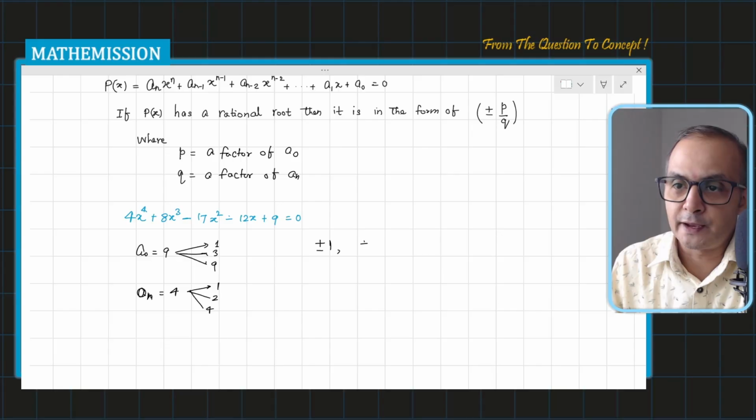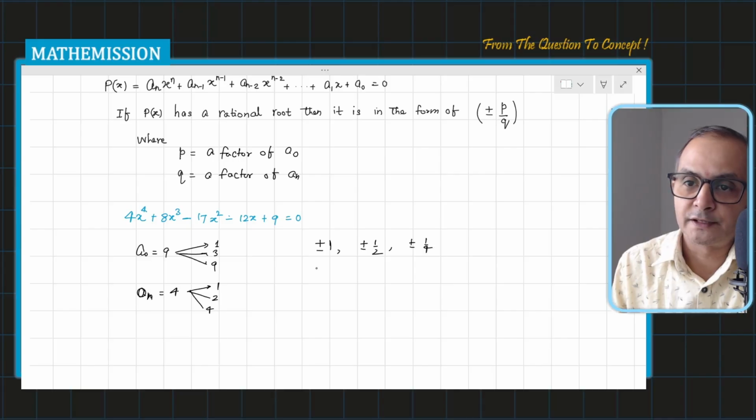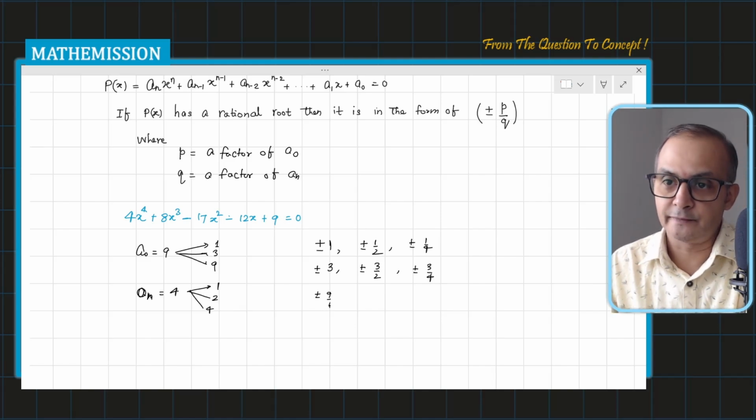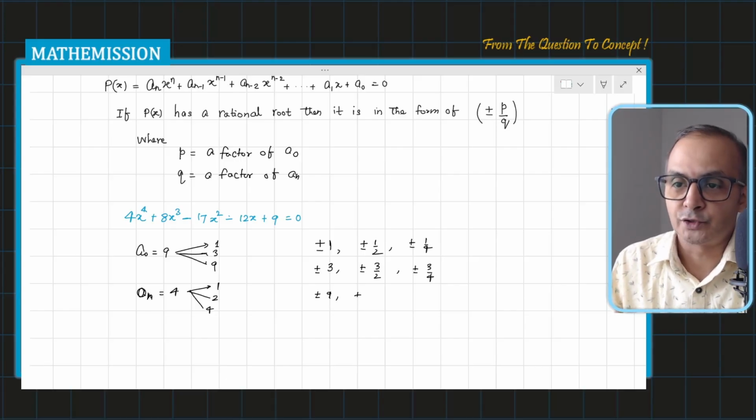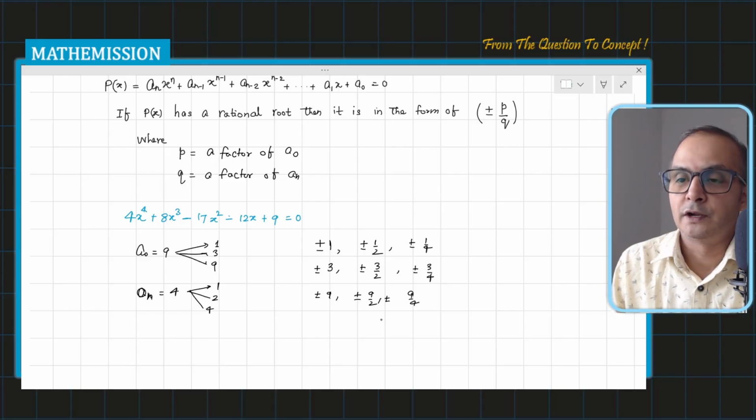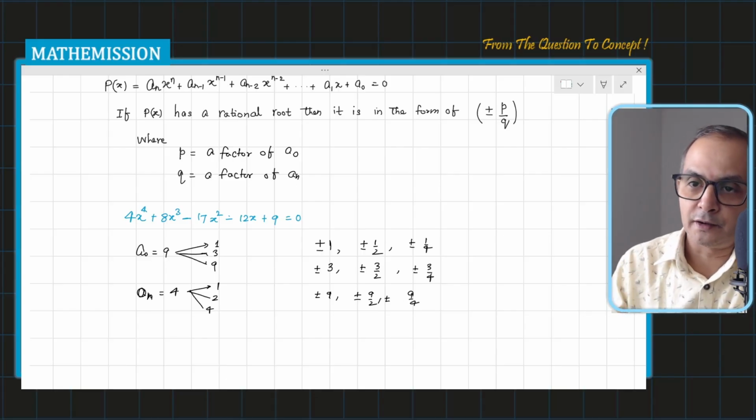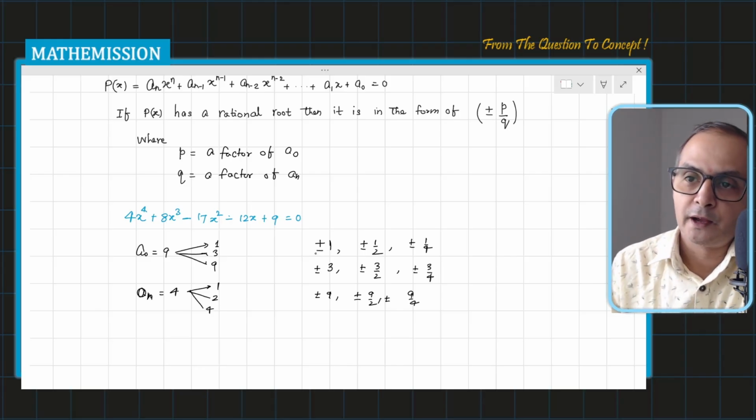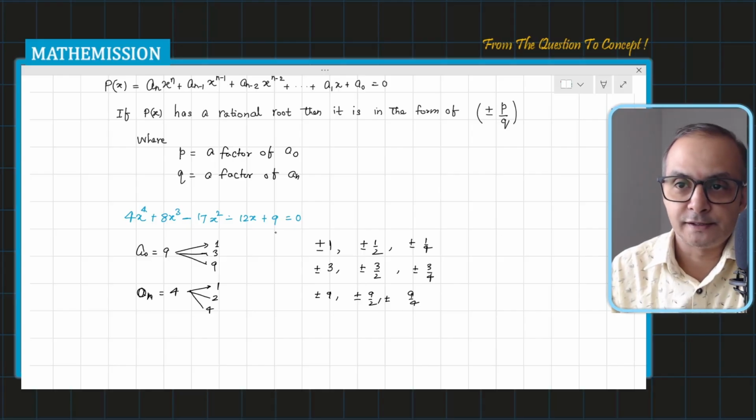The second guess we can make is plus or minus 1 by 2, then plus or minus 1 by 4. Similarly, plus or minus 3, plus or minus 3 by 2, and plus or minus 3 by 4. And finally, plus or minus 9, then plus or minus 9 by 2, and finally plus or minus 9 by 4. So these are the possible rational roots, if there are any. If the equation has no rational roots, none of them will satisfy this equation.